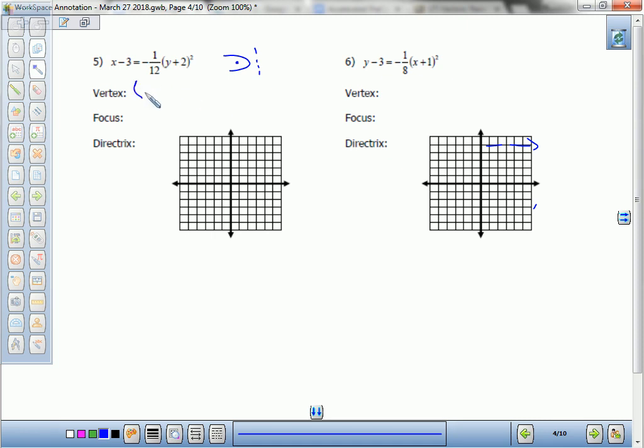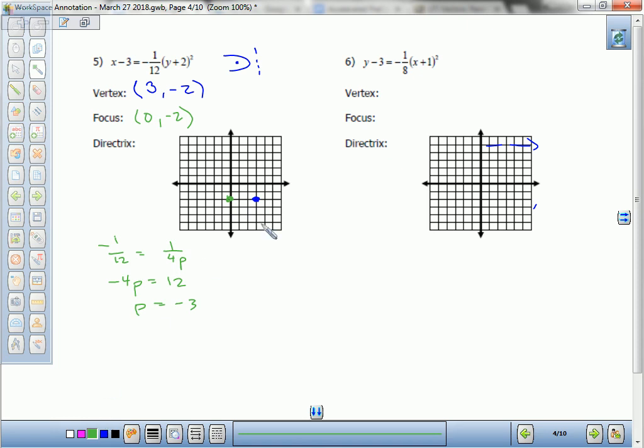Where's the vertex? 3, -2. 3, -2 is correct. 3, -2 is the vertex. Okay, now we find P. Okay, so -1/12 equals 1 over 4P. P is -3. Very good. Okay, which tells me the focus is 3 units back. Yes. So the focus is the point 0, -2.